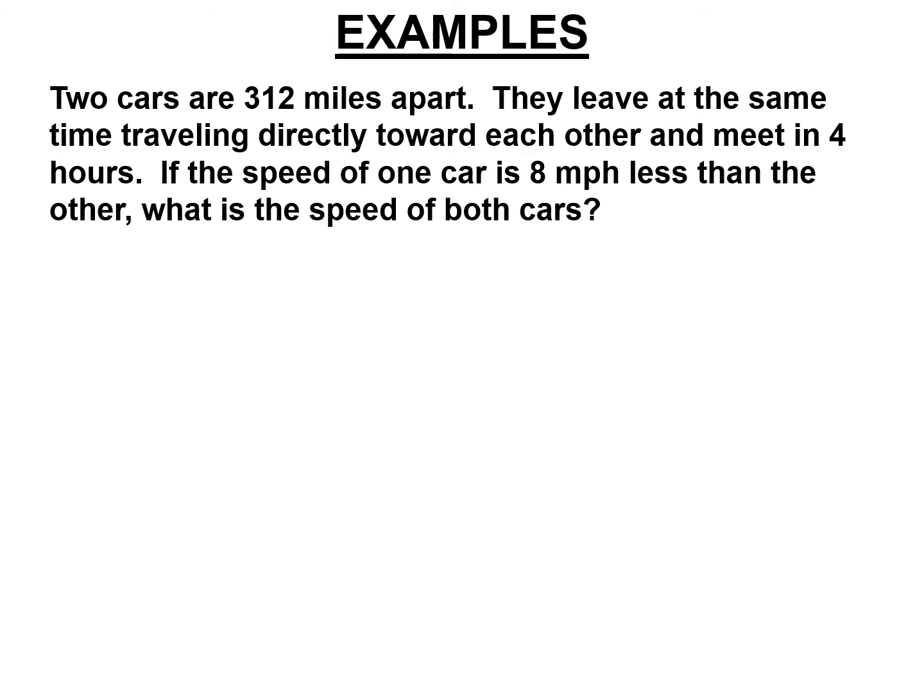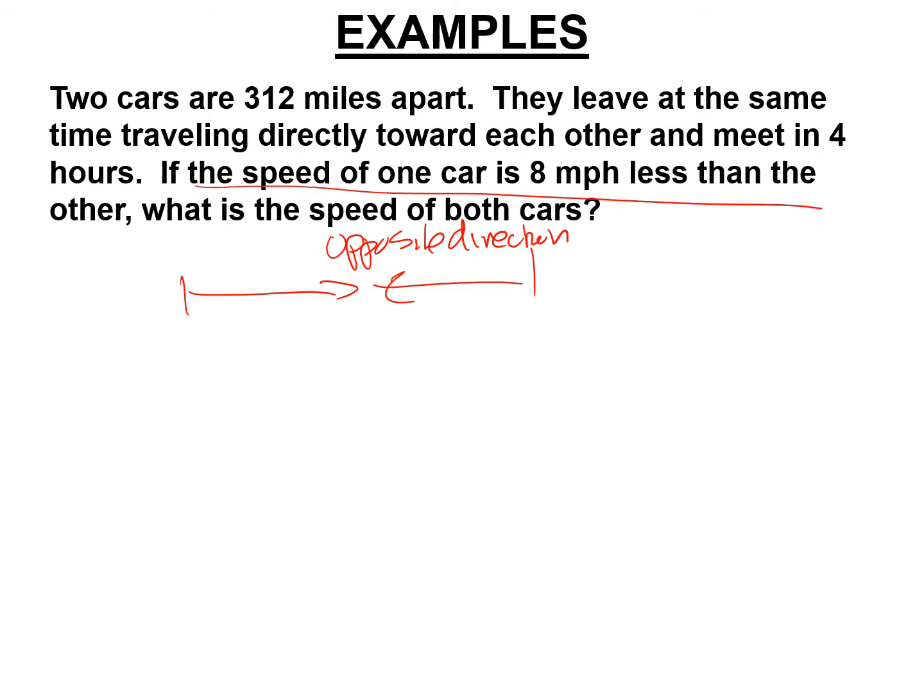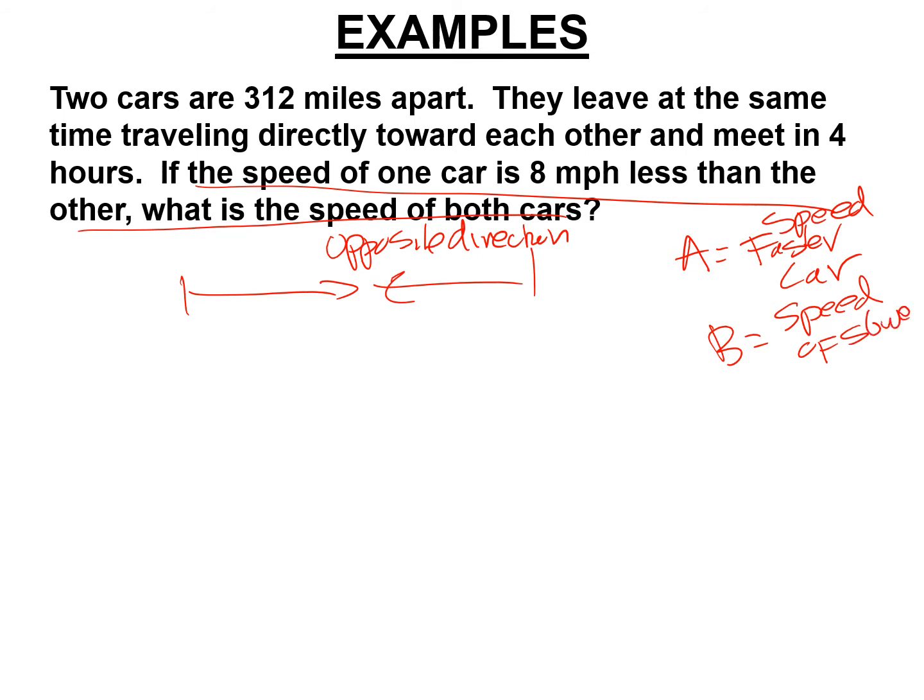Two cars are 312 miles apart. They leave at the same time traveling directly toward each other. That's still opposite directions, right? So we're going to be adding opposite directions. That's the key. And they meet in 4 hours, so that's our T. If the speed of one car is 8 miles less than the other, okay. So A is the speed of the faster car. That's just me making that up. And B will be the speed of the slower car. So let's write our first equation.